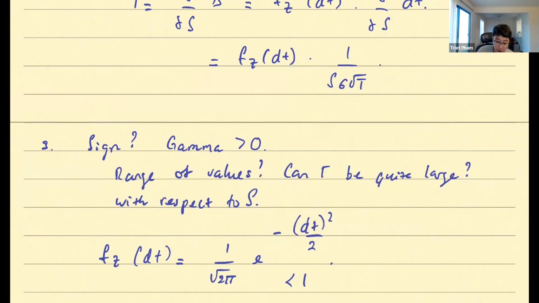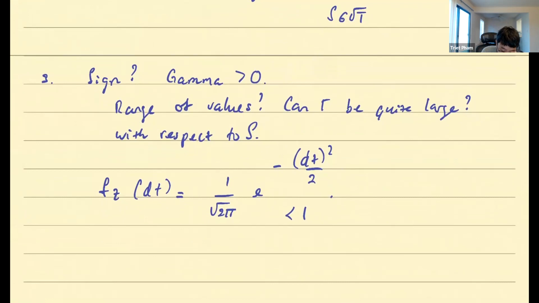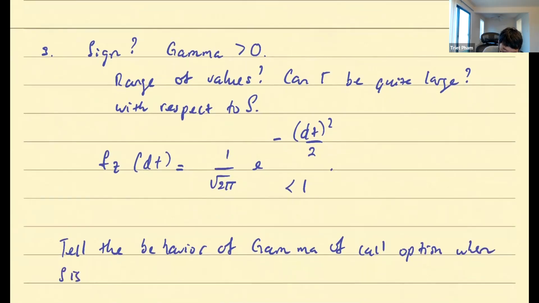Actually, I'm not so sure, but suppose you go for an interview at one of the bank jobs, they might ask you this. Tell me the behavior, let's say, of gamma of a call option when the stock price is really low. How would you answer this question?